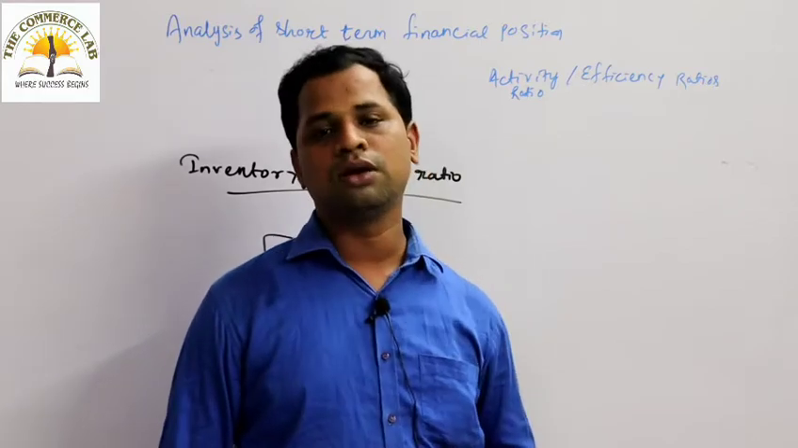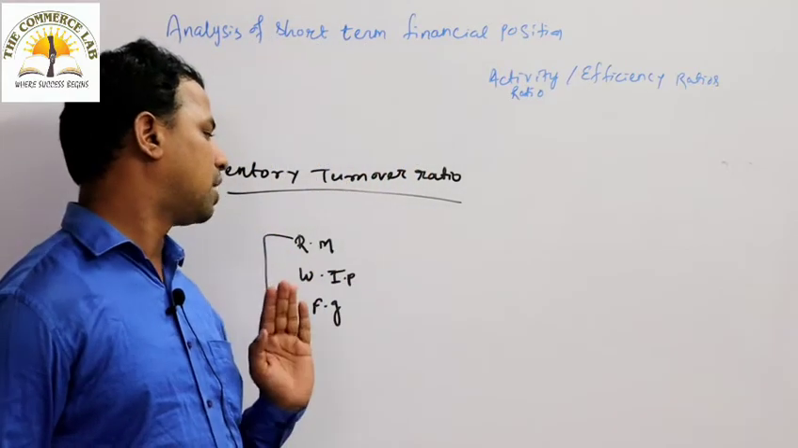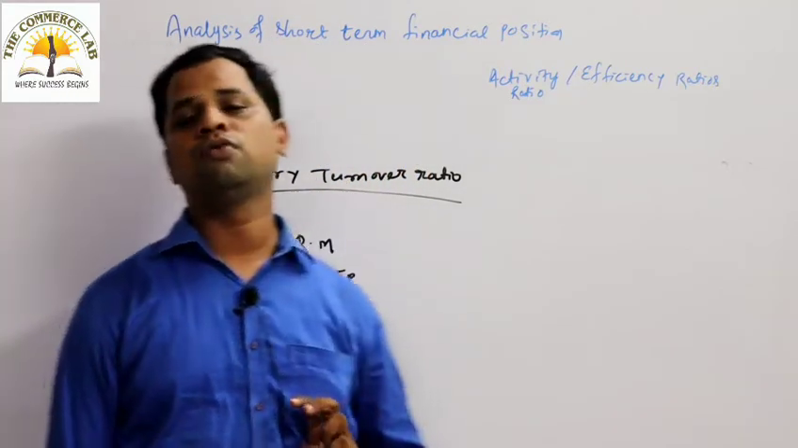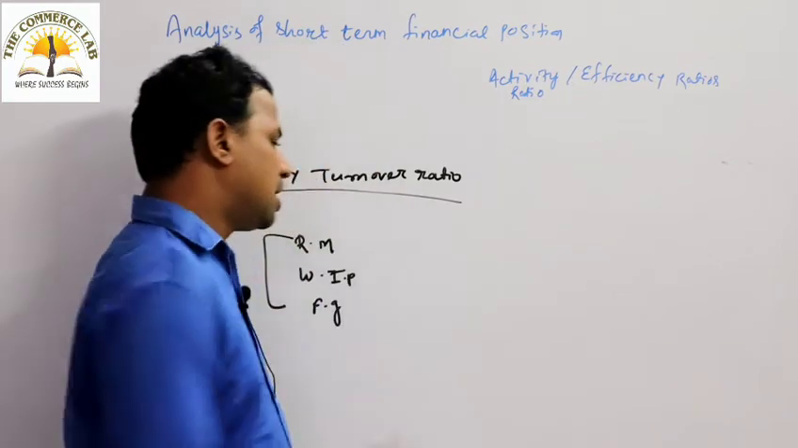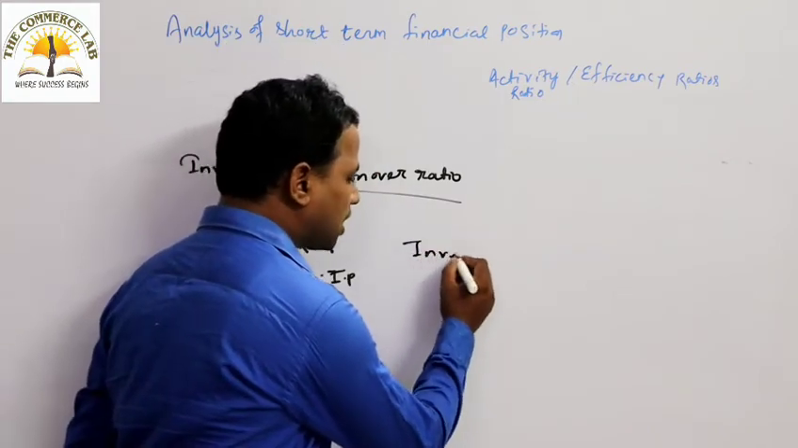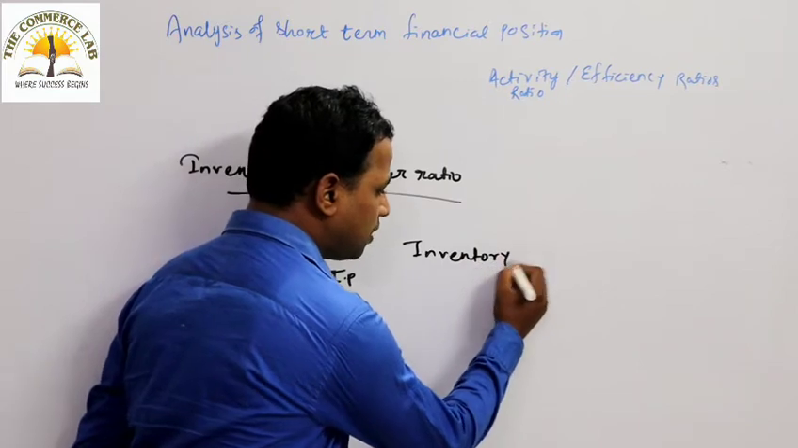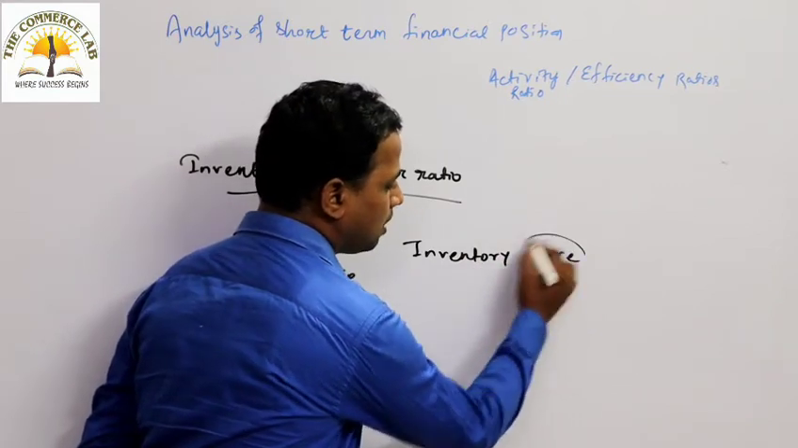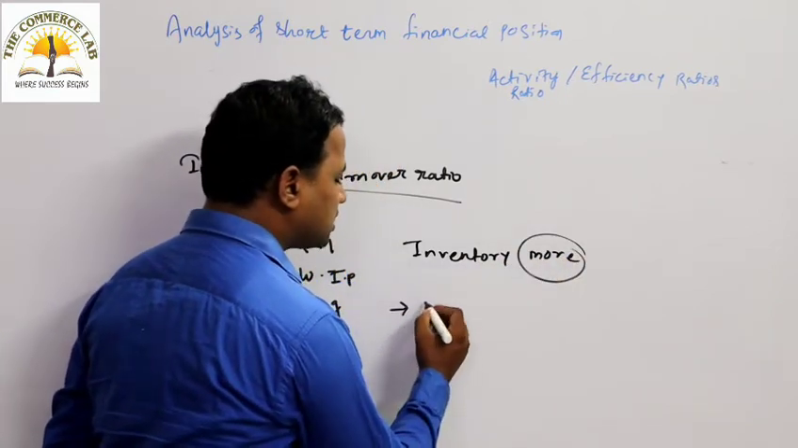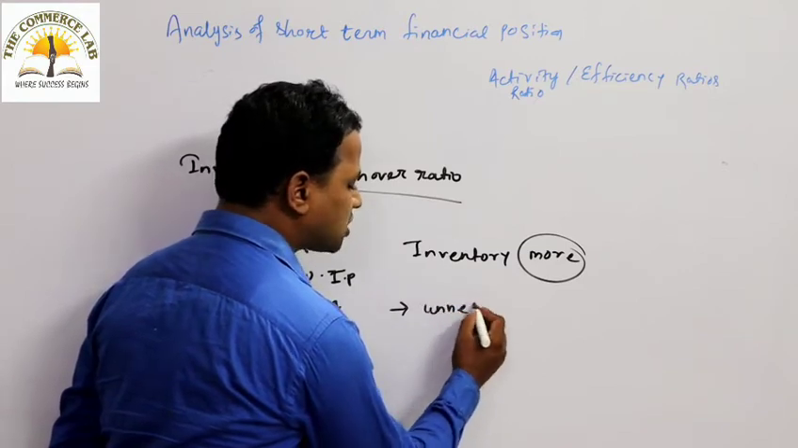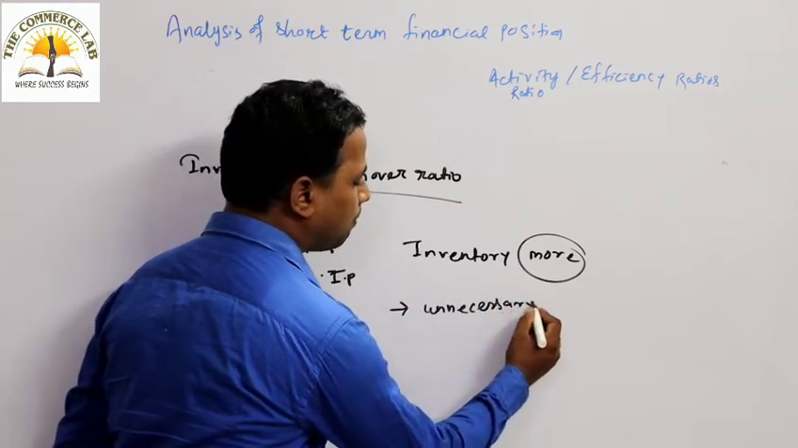So we have to calculate the inventory turnover ratio for that purpose. But what is inventory? Raw material, work in progress, and finished goods. If an organization is keeping more inventory, that means what? There is an unnecessary block of investment, unnecessary block of money.